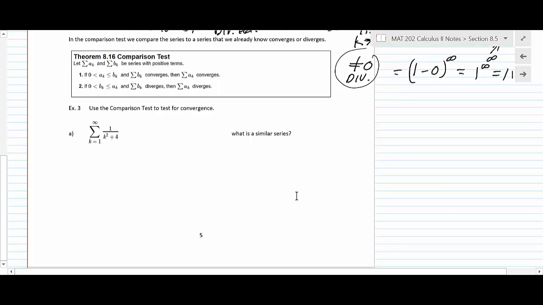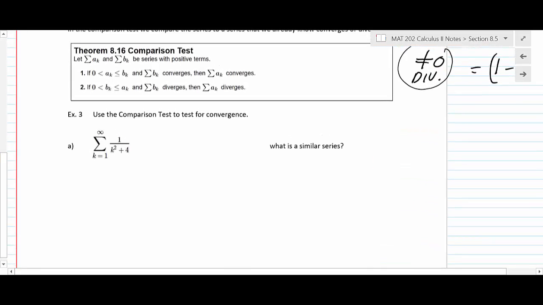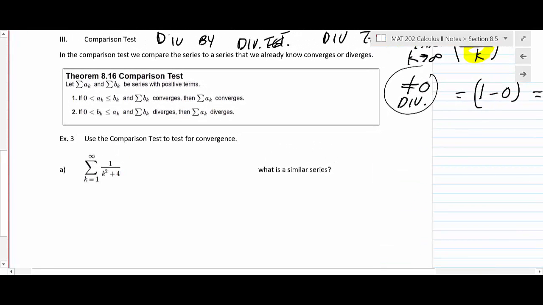Okay, so let's now look at the comparison test. We have two types: the comparison test and the limit comparison test. What you do on this is try to compare the series that you're working on to a series that you know something about.